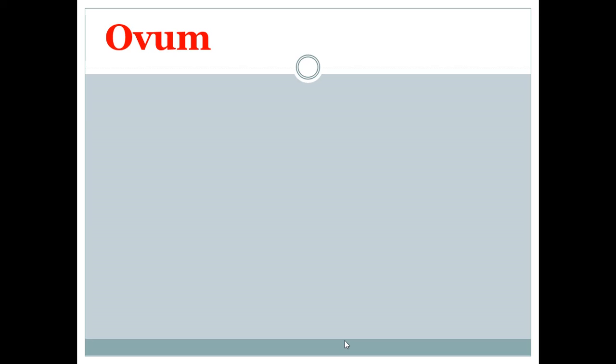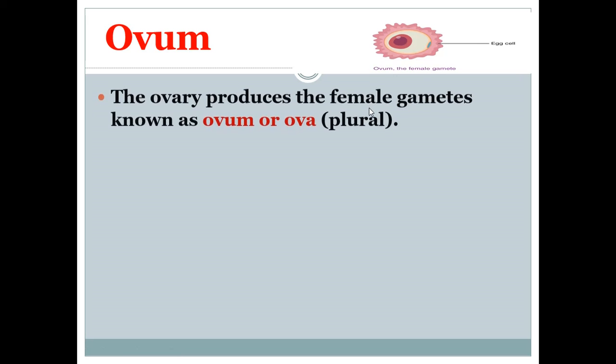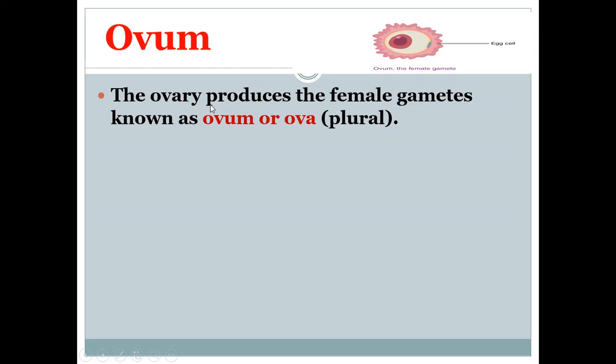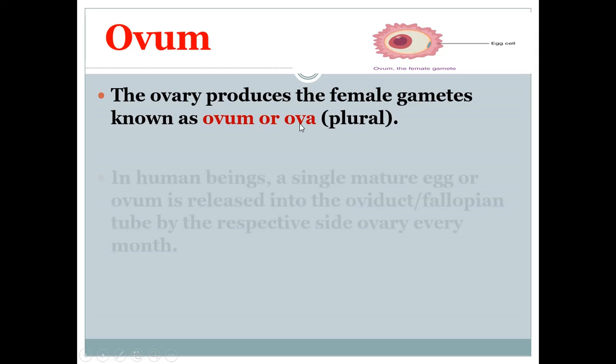Now, ovum. Ovum means an egg cell. It is the female gamete, the egg cell produced in the female by the reproductive organ called the ovary. The ovary produces the female gametes known as ovum or ova.